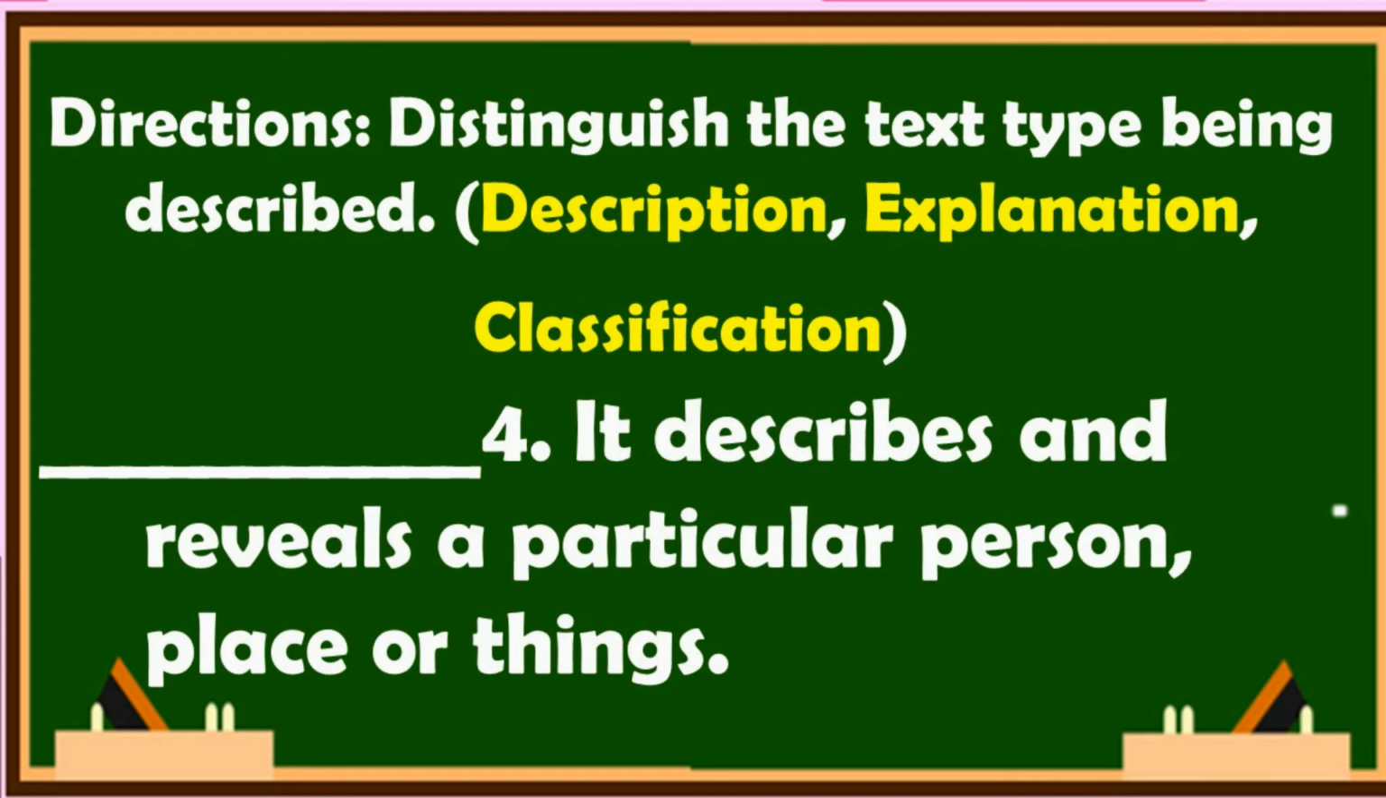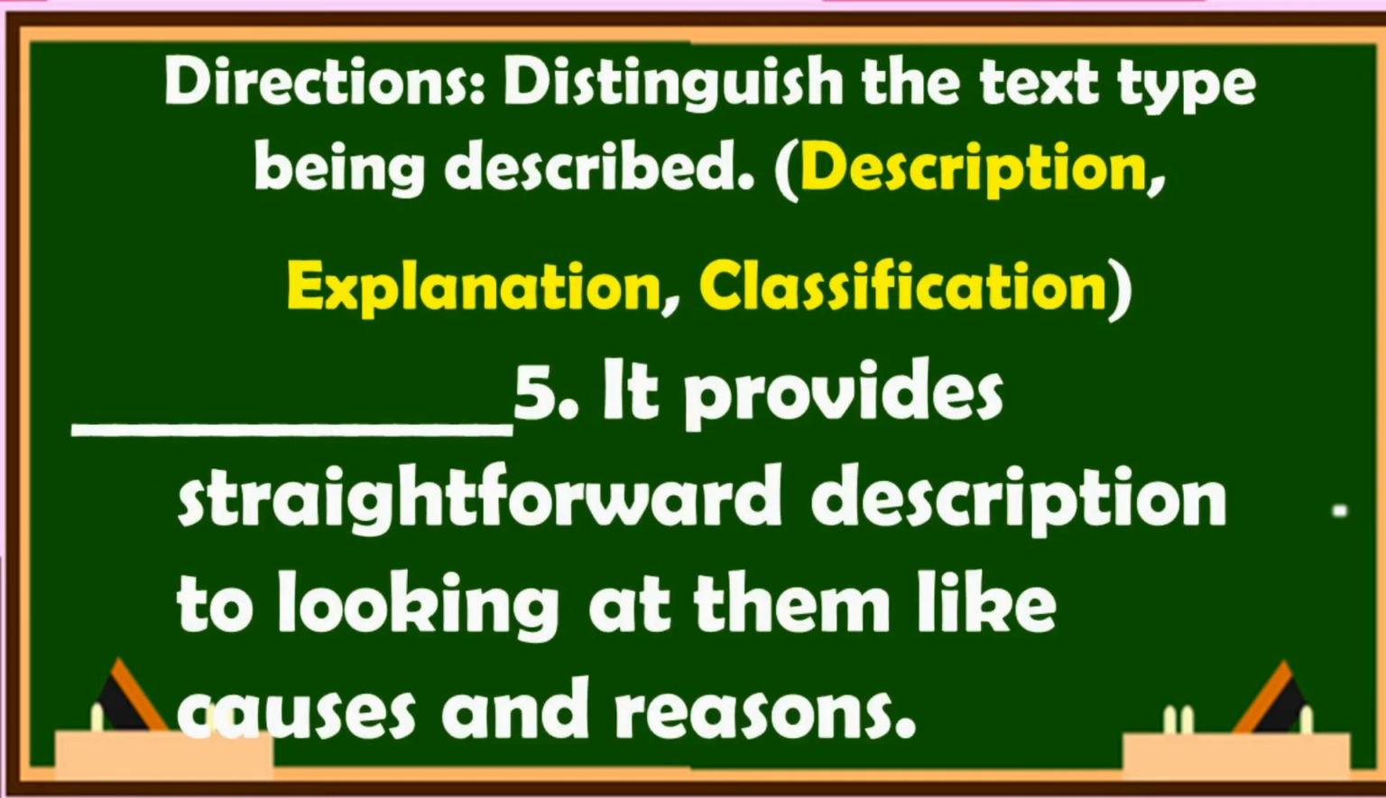Number 4, it describes and reveals a particular person, place, or thing. As you see, there is a clue in that sentence. So, what is the correct answer? Yes, description, because of the word describes. And number 5, it provides straightforward description, not looking at them like causes and reasons. So the answer is description.